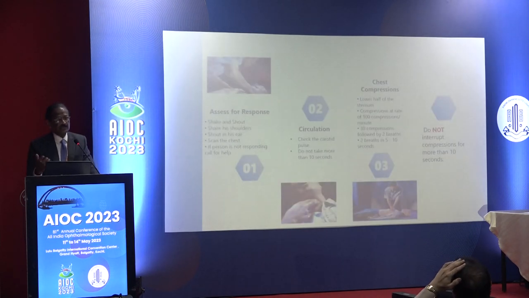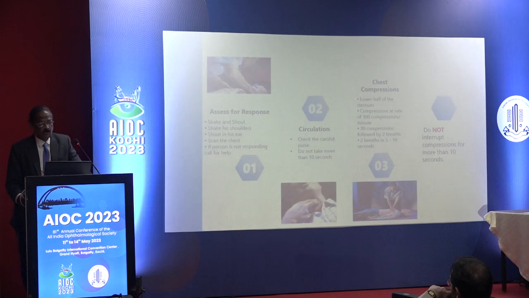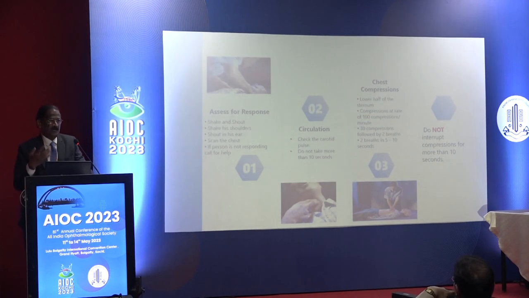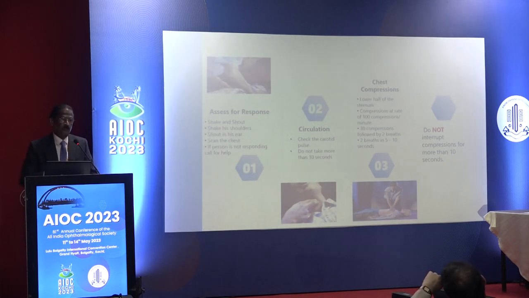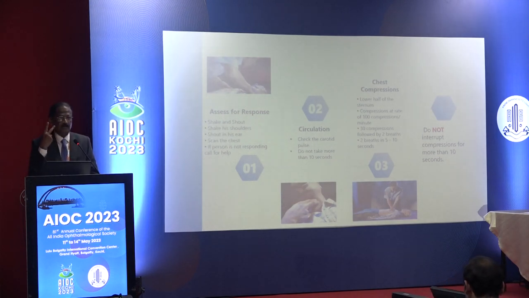What do you do? First of all, assess the response, then call for help, and then check the pulse. Call for help because one individual may not be able to do all the things, and if this goes on for a very long time, he may become fatigued. That is the reason to always call for help. Two people will definitely be better than one. And check the carotids. You should not take more than 10 seconds to check the carotids.